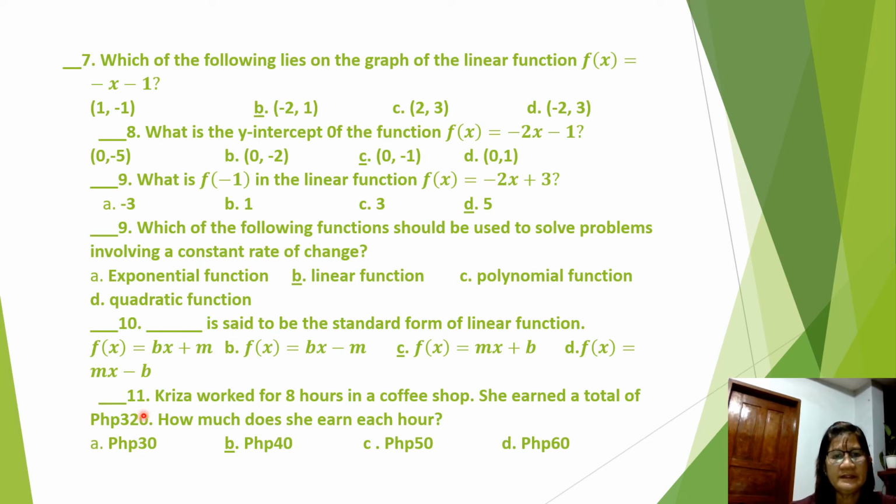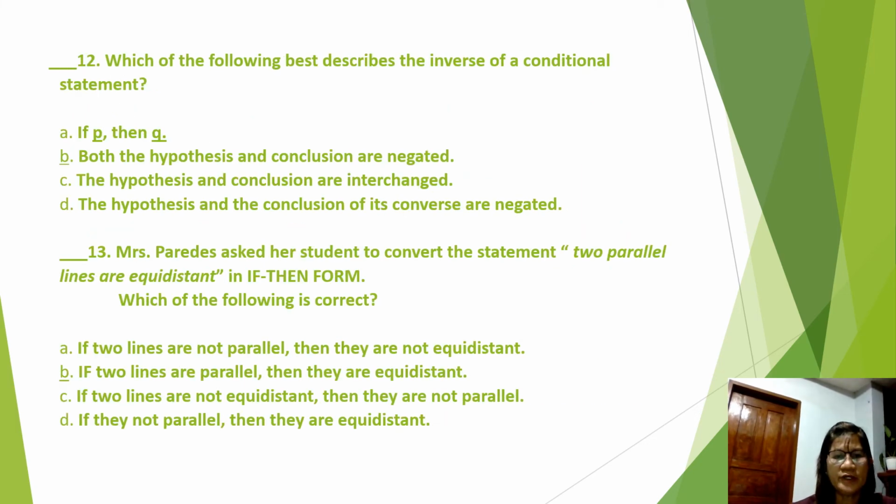Number 11. Krisa worked 8 hours in a coffee shop. She earned a total of 320 pesos. How much does she earn each hour? So kung siya ay kumita ng 320 in 8 hours, how much each hour? The answer is letter B, 40.